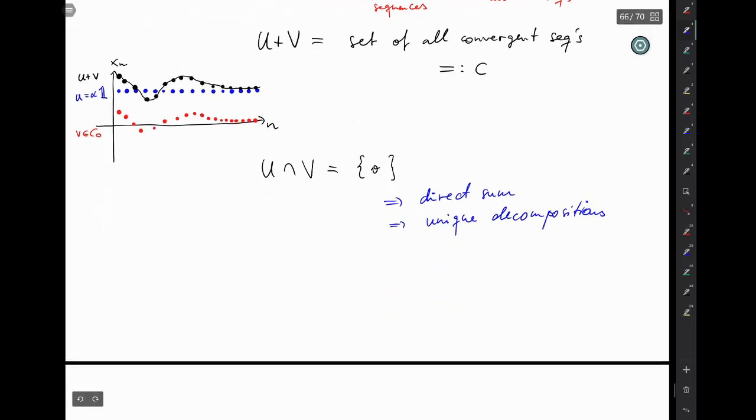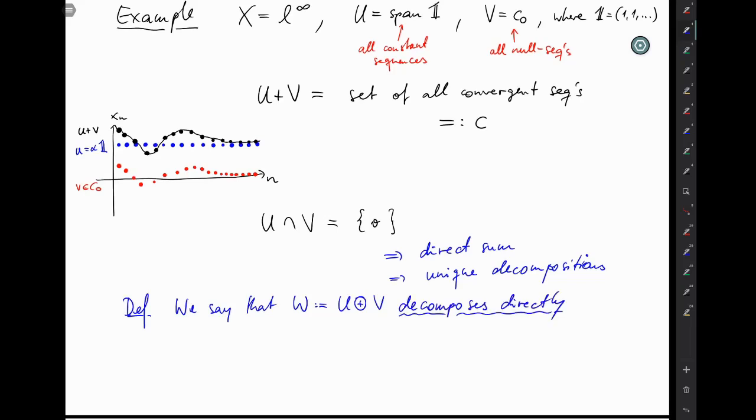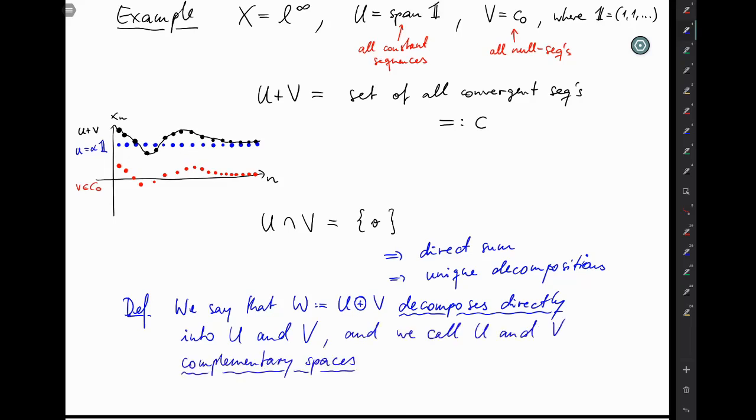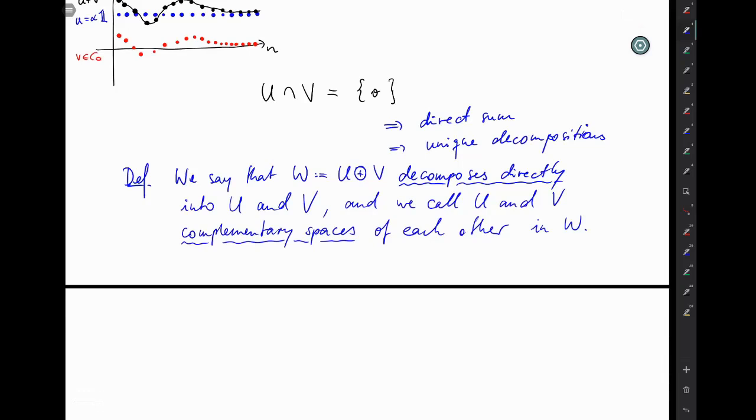Good. Next, a definition: we say that the space that is given as our direct sum decomposes directly into U and V, and we call U and V complementary spaces of each other in W. Now it's very important to note that such a complementary space is not unique.